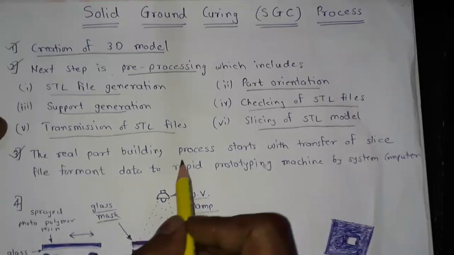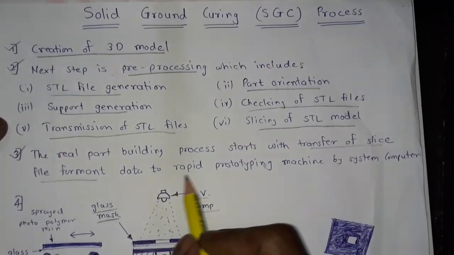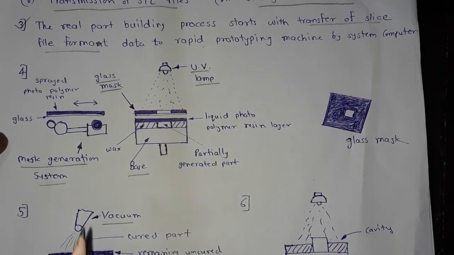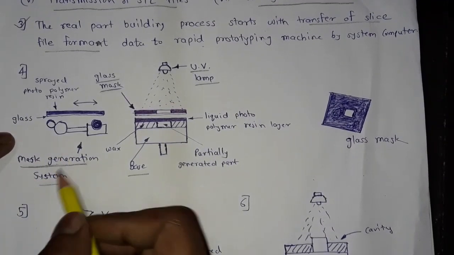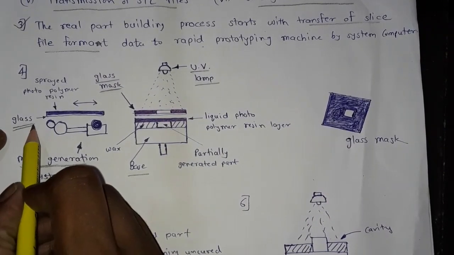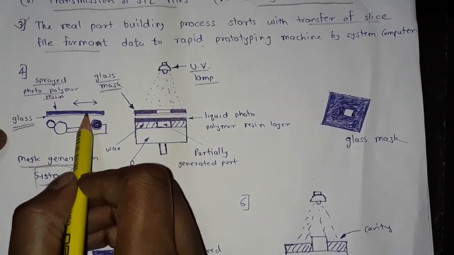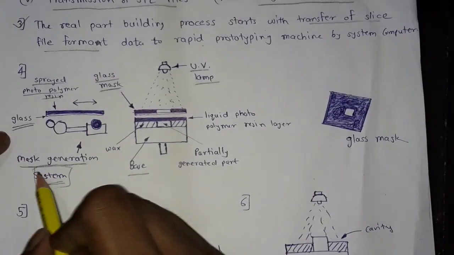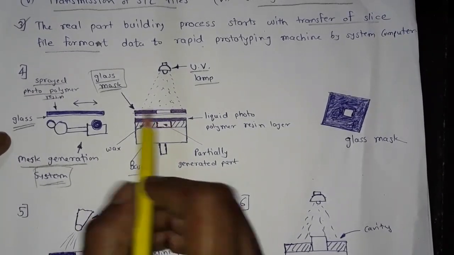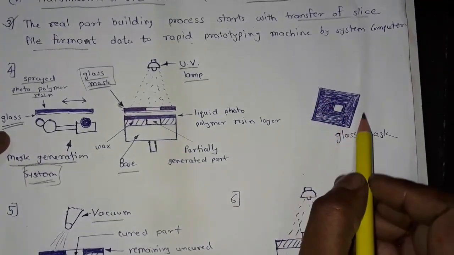Next is the real part building process, which starts with transfer of slice file format data to the rapid prototyping machine by the system computer. Here friends, this mask generation system generates the mask. Here there is a glass which is sprayed with the photopolymer resin, as you can see here, and this mask generation system generates a glass mask, as you can see in this diagram. This is the mask.